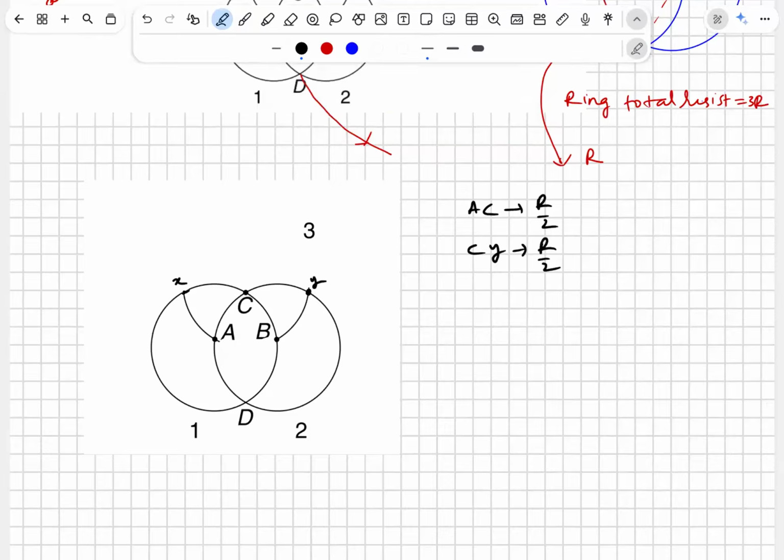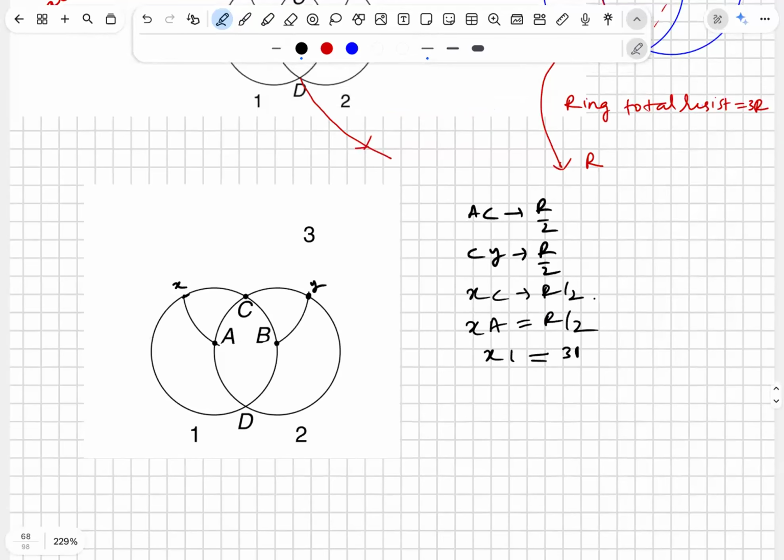What is XC alone? What is XA alone? R by 2. What is X1 alone? 2R minus R by 2, 3R by 2. What is YD?